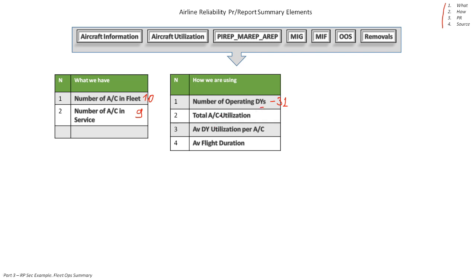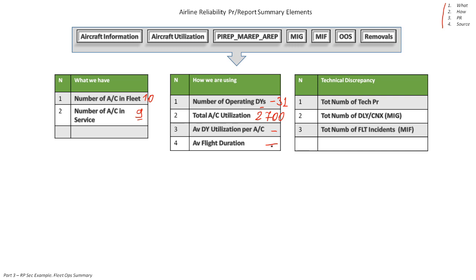Total aircraft utilization. Let's say average flight hours per aircraft, 300. With 9 aircraft, that is 2,700 flight hours. Again, all these numbers are just examples, just to have an idea of what we need. Average daily utilization per aircraft. We need this information. It was 5 hours, 12 hours, or 15 hours. Average flight duration. Again, we need all this information. It is 12 hours, 5 hours, or 45 minutes. By all means, we need this information.